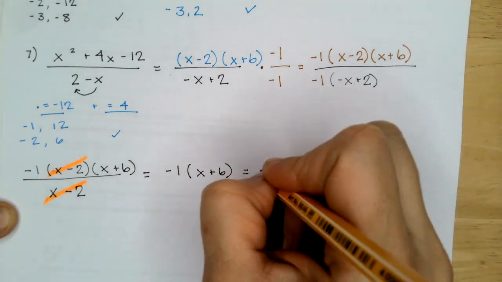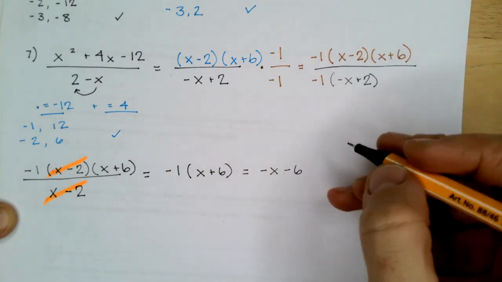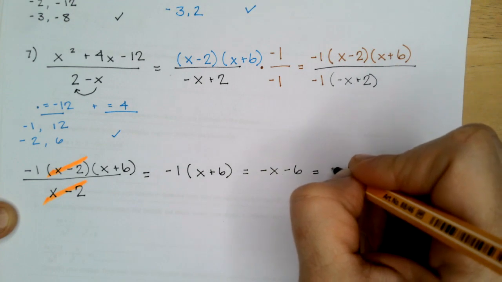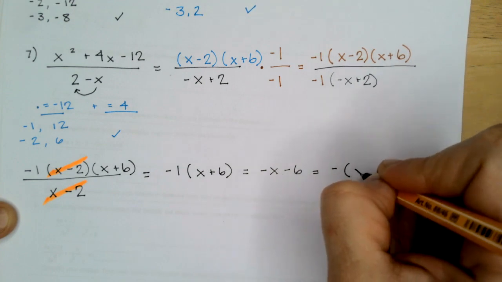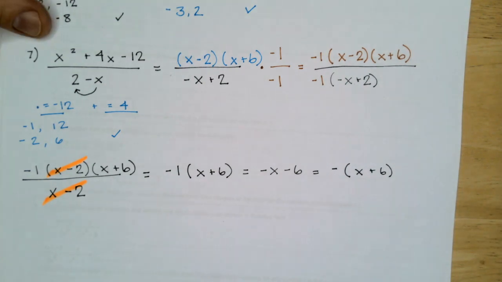Distribute the negative 1 and you get negative x minus 6. Or my math lab might even write it as negative x plus 6. Good. That's number 7.